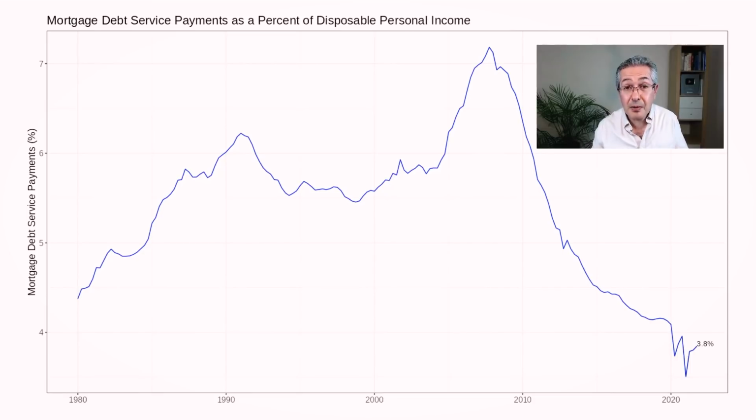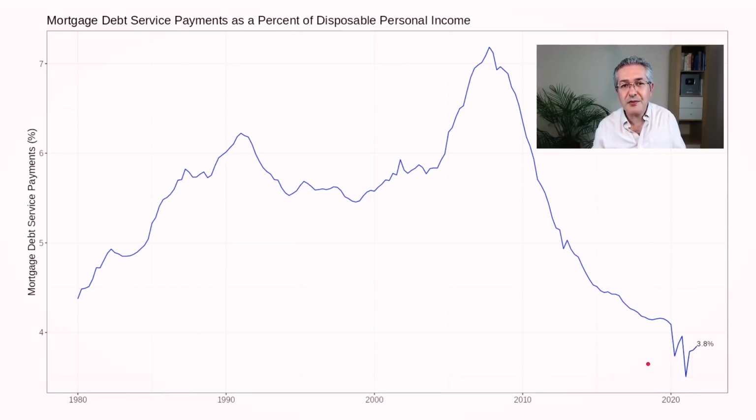Now, if this is a bubble, then it has to at some point pop. And one reason why that may not happen soon is because the actual debt servicing costs in the US still remain very low. Here you can see the mortgage payments in a household divided by personal income. That actually peaked in 2007, just before the financial crisis, at just over 7% of income. But notice that because interest rates have been so low for so long, debt servicing costs rapidly decreased. And currently, it's the lowest it's been for about 40 years.